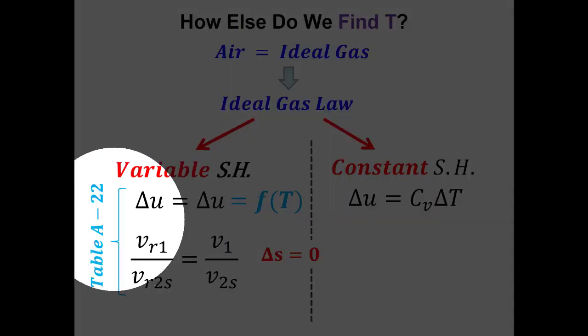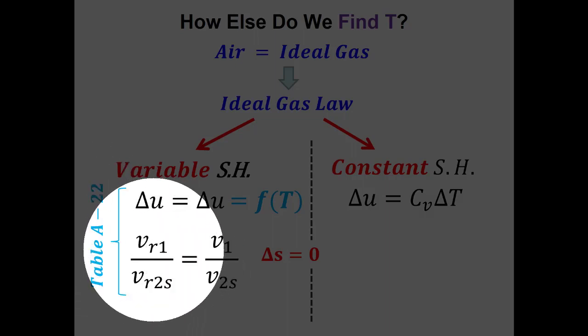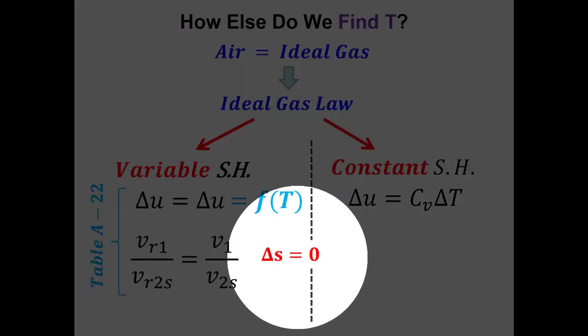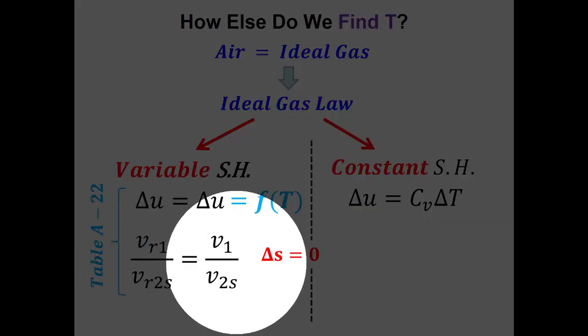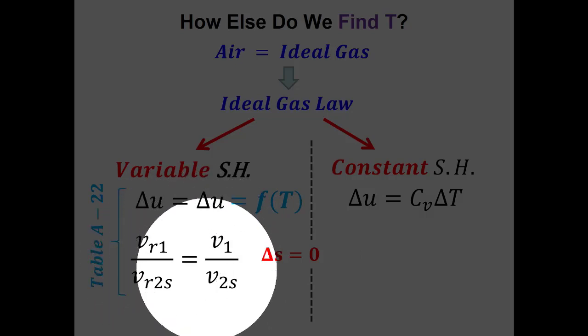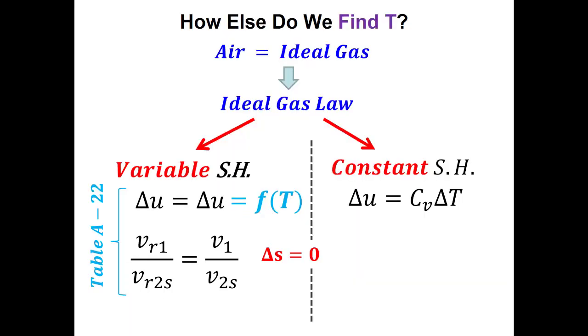If you look on table A22, it's going to have a couple of columns that show you Pr and vr. Now these are not the specific volumes and the pressures. Instead, they're the reduced specific volumes and the reduced pressures. So if you have an ideal gas and the process is isentropic, then you can say this ratio of reduced specific volumes is equal to the ratio of the specific volumes, which is also equal to the ratio of the actual volumes if you're talking about a closed system.